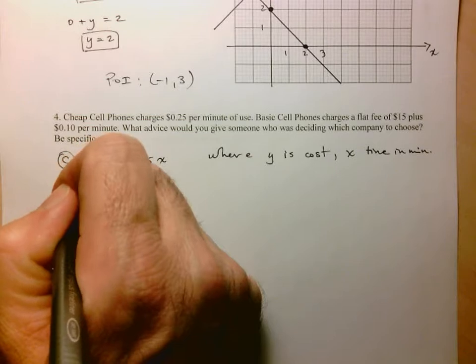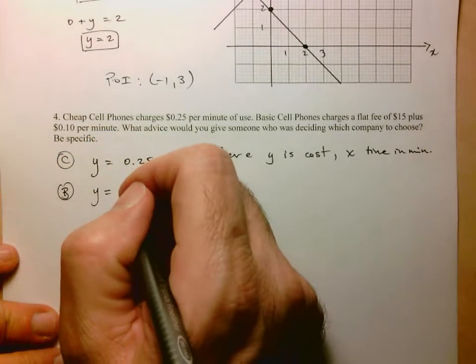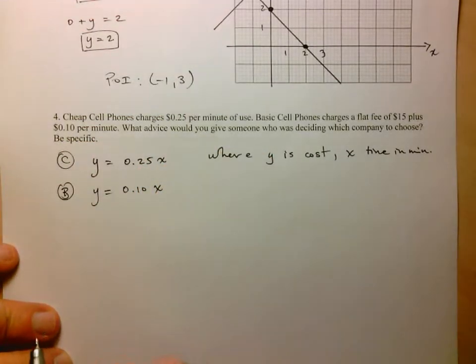Okay, now basic cell phone, a little different. It charges 10 cents per minute, so the rate of change is 10 cents, so 0.1x.